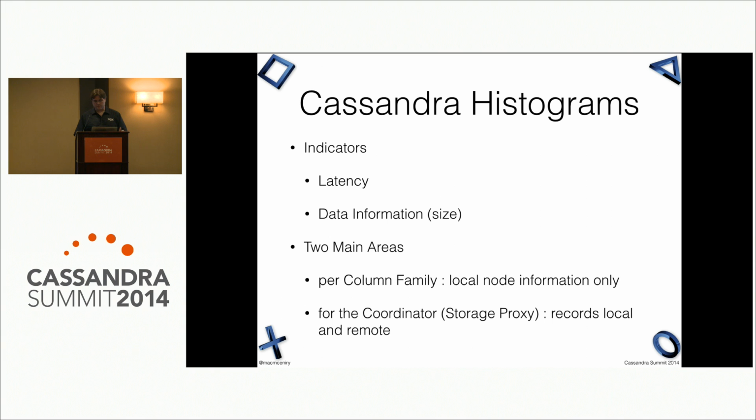Inside of Cassandra, there are two main histogram types. One is latency. The other one is data information: size, formatting, et cetera. And then inside those indicators, there are two main components that you're going to be looking at. The first one being your column families, up to keyspaces somewhat, and then also your coordinator or your storage proxy. So what's happening at the initial request levels.